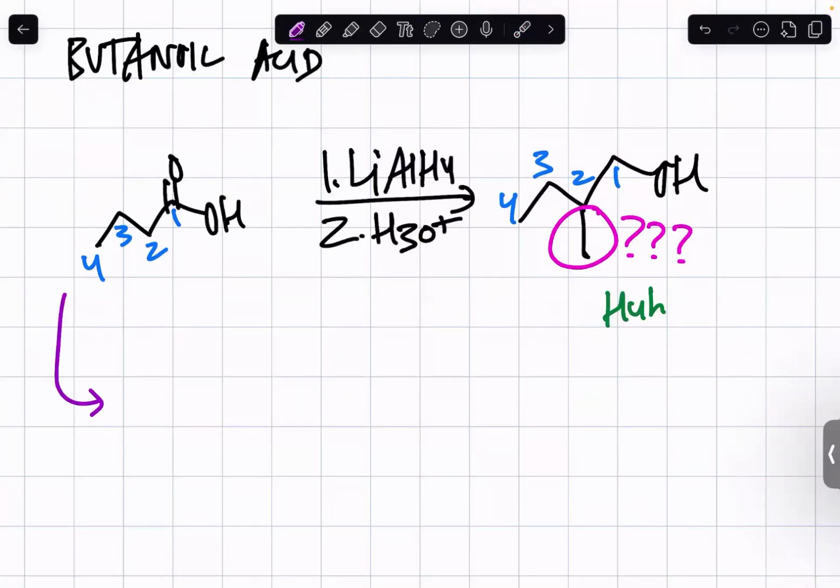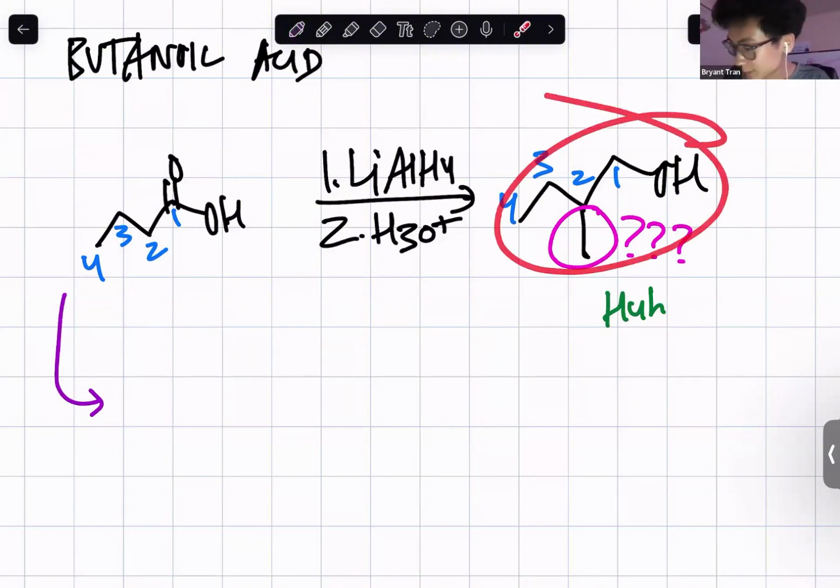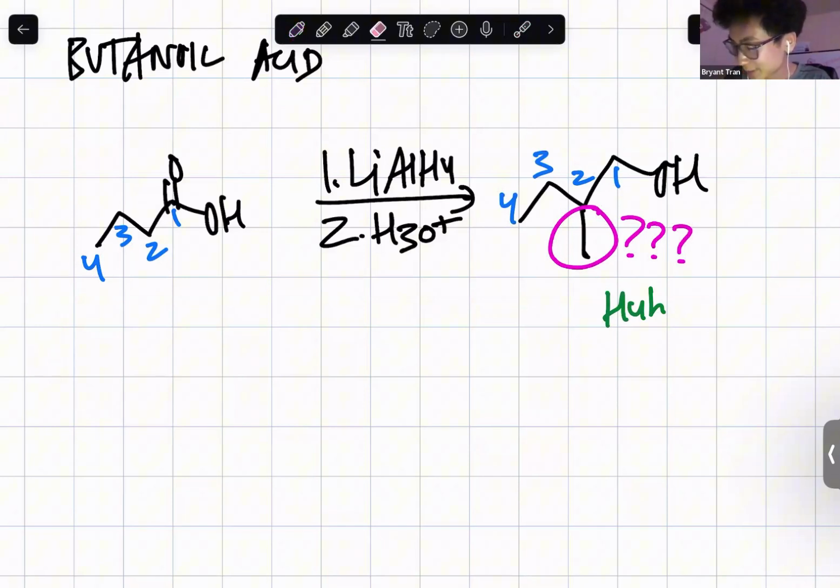Just in case you're curious how we can get to here, what is this carbon here? The second carbon relative to the carbonyl carbon? It's the alpha carbon, yes. How can we alpha alkylate it? What do you think we could do? How can we make that alpha carbon negatively charged?